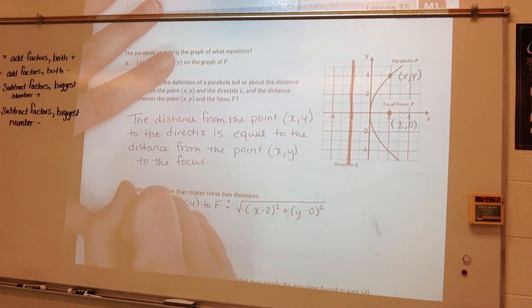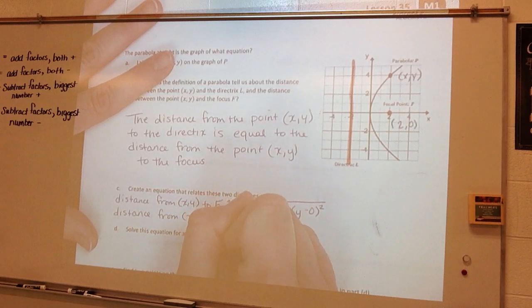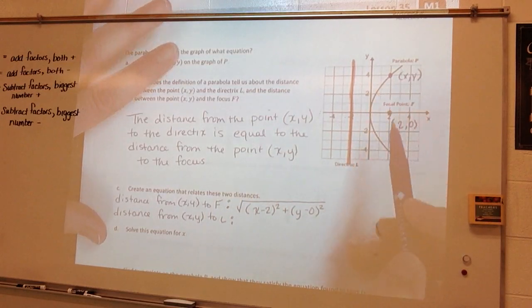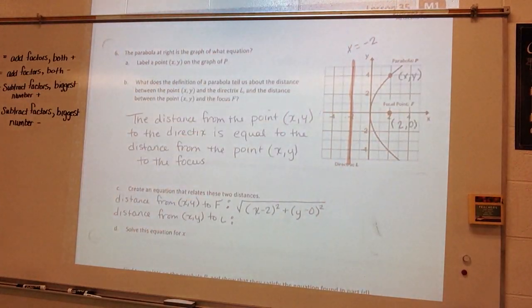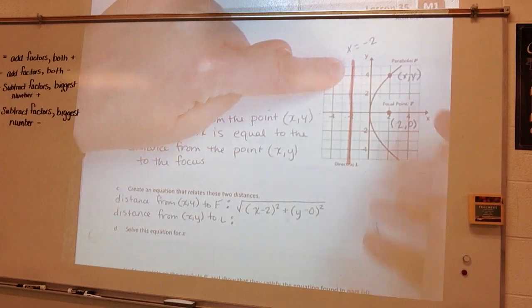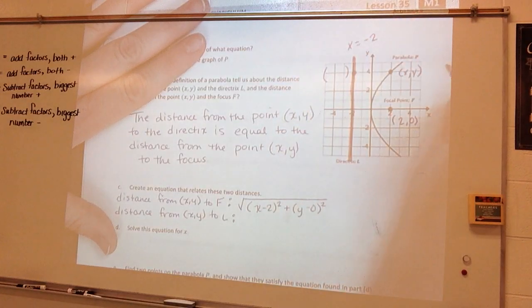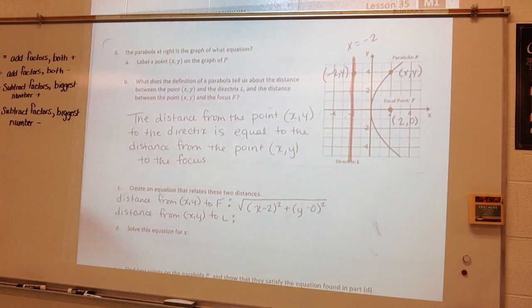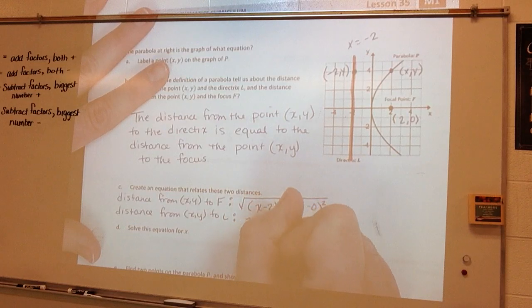The distance from (x, y) to my directrix, or L. Let's look at our directrix. Our directrix is at x is equal to -2. In this case, the point on our directrix has the same y coordinate. So I know that the x is -2, and it has the same y coordinate. I would subtract my x's, so x minus -2 would be x plus 2.